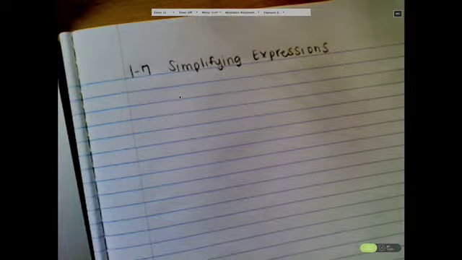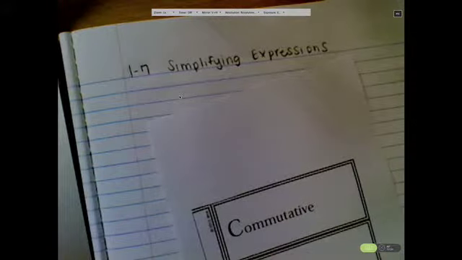Is there anyone else that doesn't have scissors? Anybody else that doesn't have scissors?